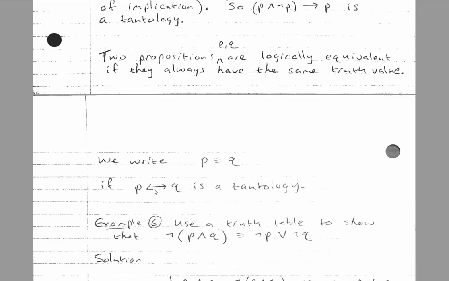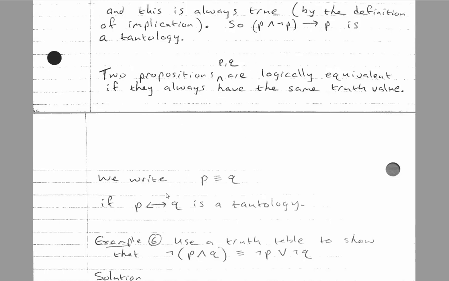Okay, so remember this if and only if: it's true if P and Q have the same truth value. It's false if they have different truth values. So we're just saying the same thing in another way here.